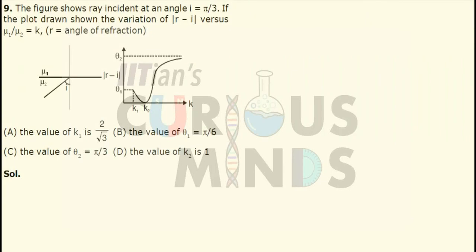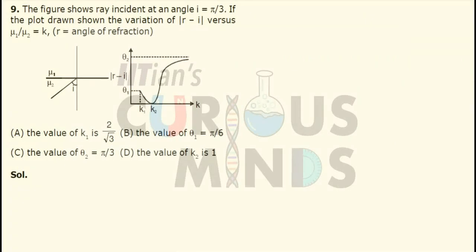The figure shows a ray incident at an angle of pi by 3. The plot shows the variation of |r minus I| versus mu1 by mu2 equal to k, and we have to find out the various values. First of all, understand that there is a small thing missing in the diagram. This is the incident ray and initially this is the refracted ray, that is, it is making an angle of 90 degrees with the normal.